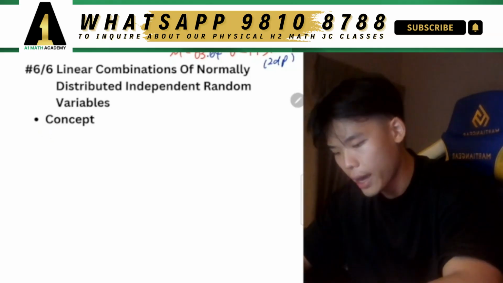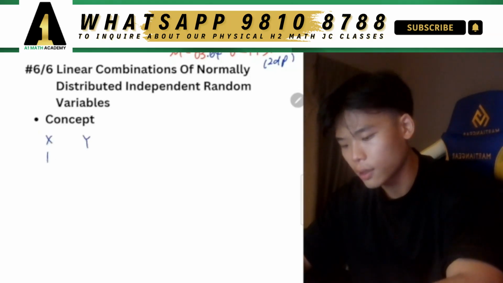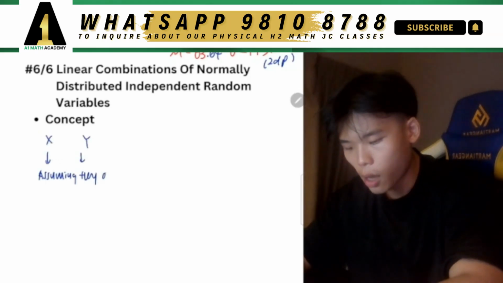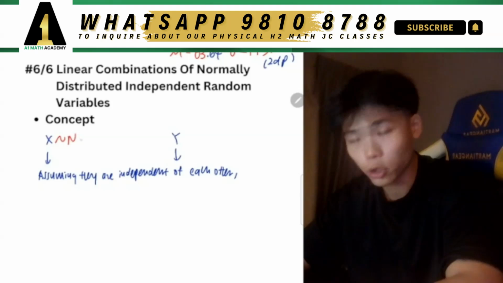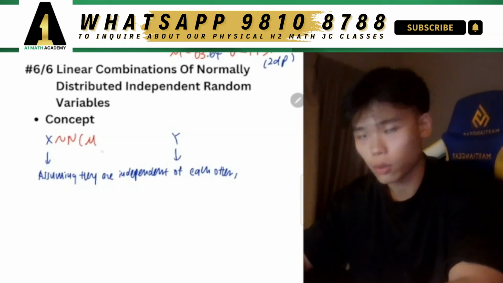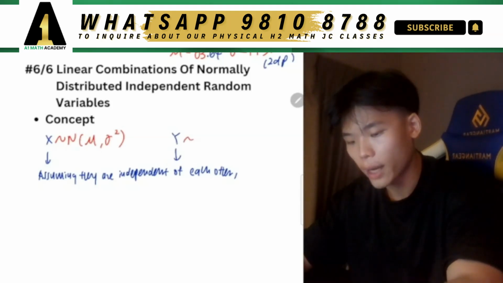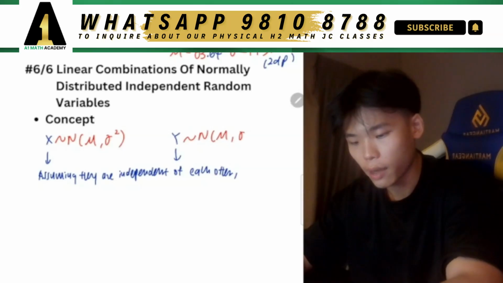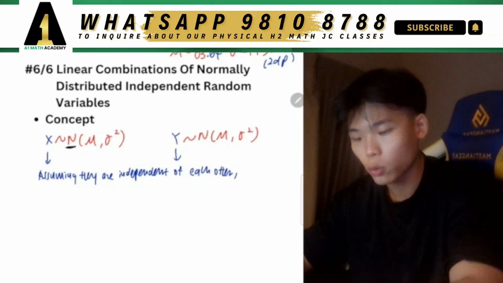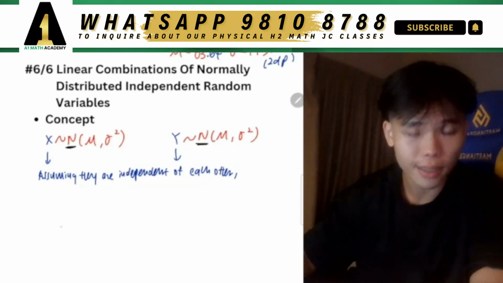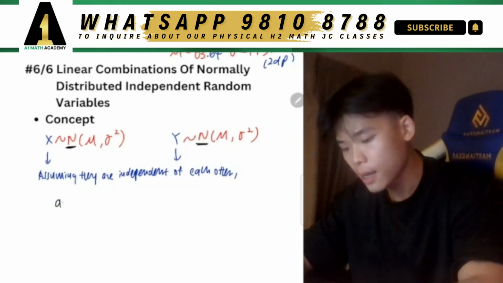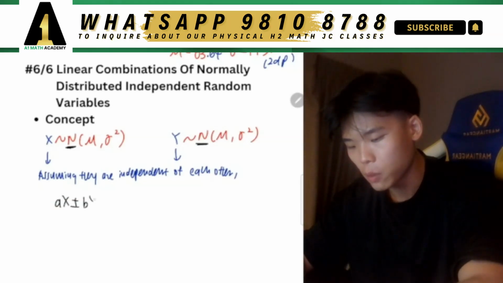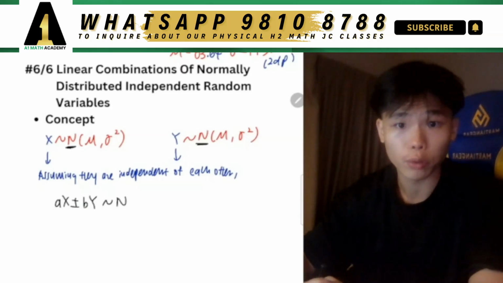Let's say I have X, Y, right? So these two, assuming they are independent of each other. Let's say X itself follows a normal distribution with its own mean value and variance, and then Y itself also follows its own mean and variance, right? If these two are normally distributed, any linear combination of both of them will also be normally distributed as well, which means aX plus minus bY will also follow a normal distribution.